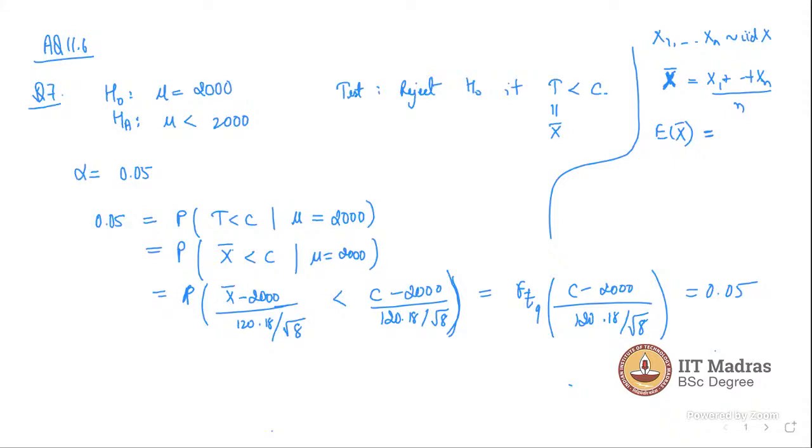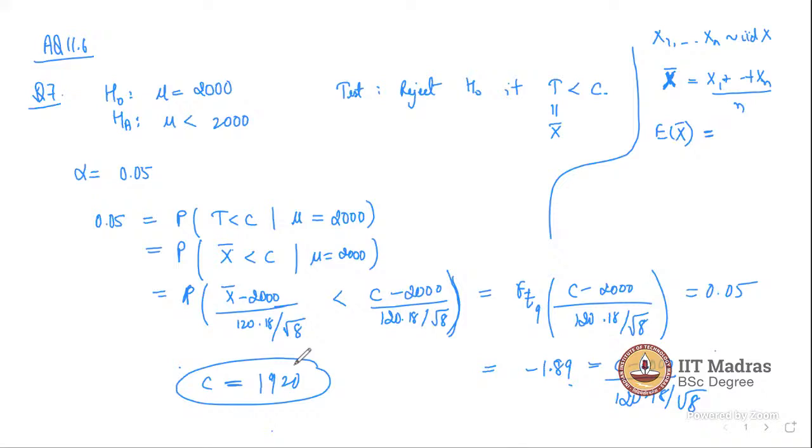It is minus 1.89. So minus 1.89 equals (C minus 2000) divided by (120.18 divided by root 8). So from there you can find the value of C. Can somebody tell me what value of C they are getting? 1920. Okay, yeah, so now we'll have to check whether we are rejecting H0 or accepting H0.